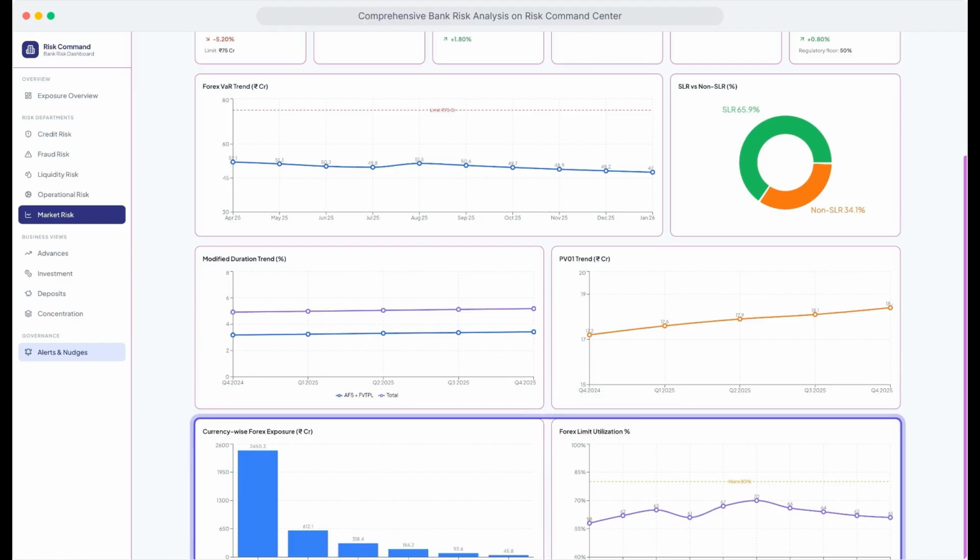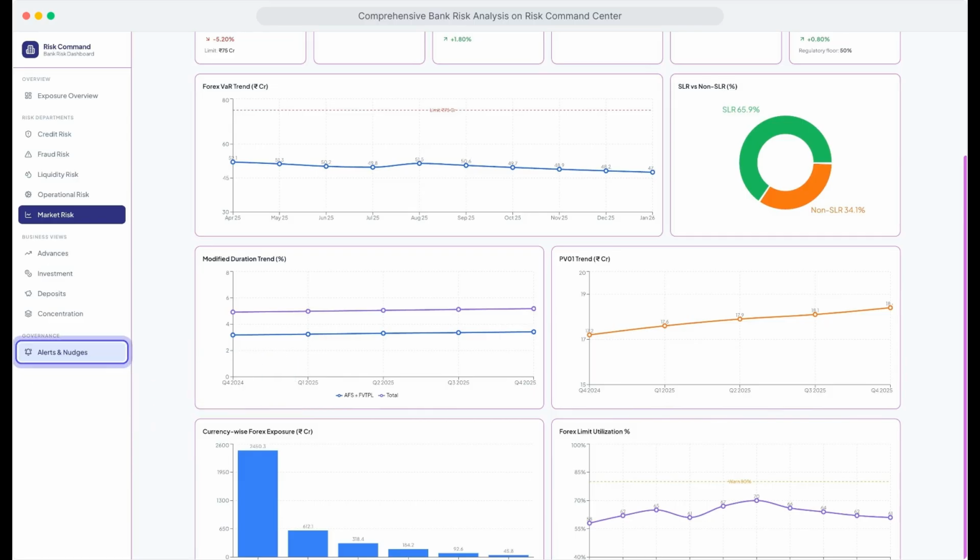The currency-wise exposure chart shows concentration across currencies such as USD, EUR, GBP, JPY, AED, and others. The forex limit utilization chart shows whether utilization is approaching warning or breach thresholds. This helps treasury and risk teams act before approved limits are crossed.